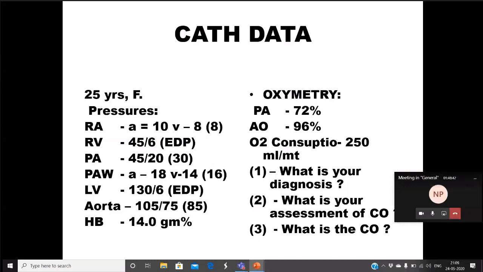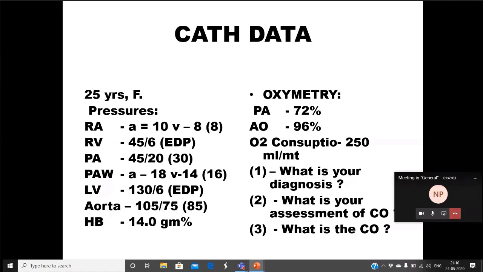PA systolic 25, sir. Yeah, you should say 25. Some people it can go up to 30. And what is the mean pressure? According to definition, it should be below 20, sir. 18 to 20. So yes, sir. It is elevated, sir.